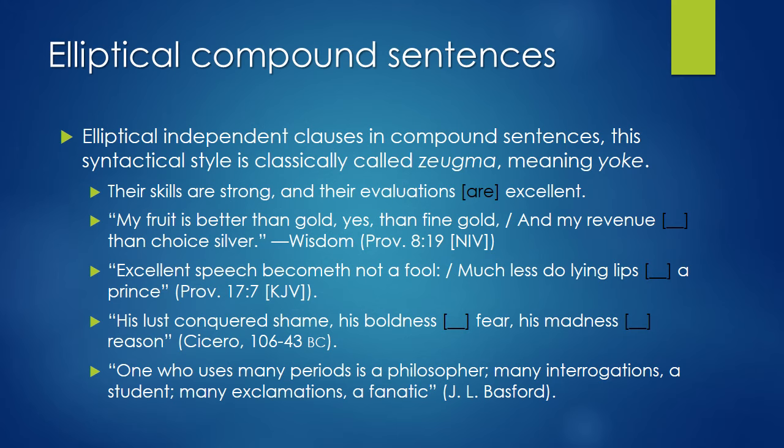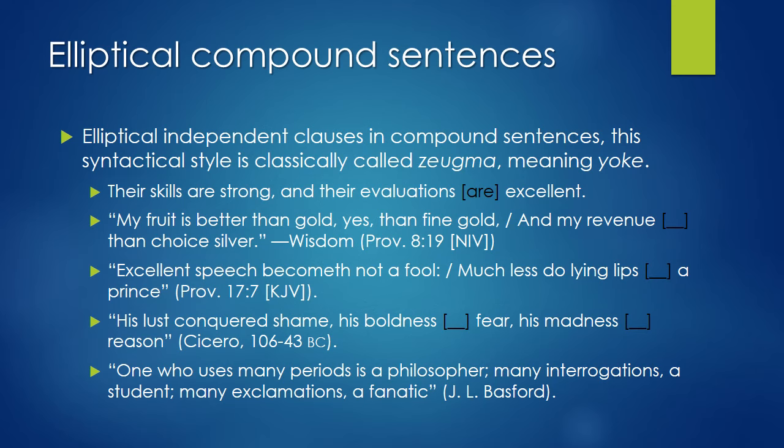Or from the Proverbs of Solomon, my fruit is better than gold, yes, than fine gold, and my revenue than choice silver. And what's elliptical here is the phrase is better. Again, excellent speech becometh not a fool, much less do lying lips becometh a prince. Right? So it's more concise and it flows as an elliptical sentence. Or from the rhetorician and statesman Cicero, his lust conquered shame, his boldness fear, his madness reason.